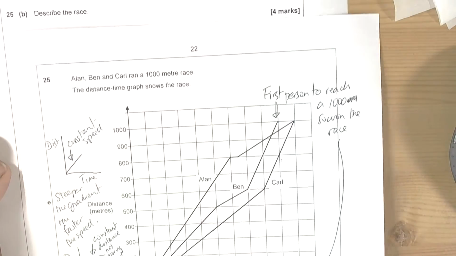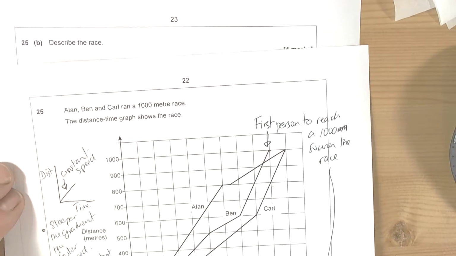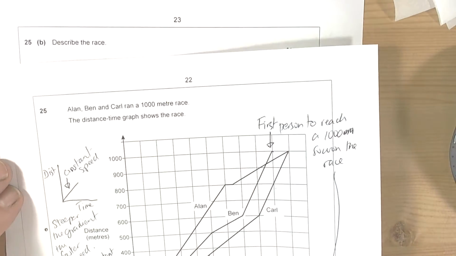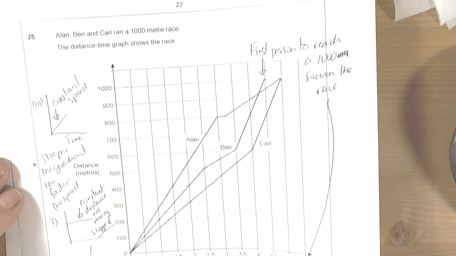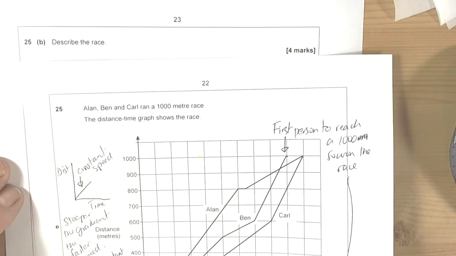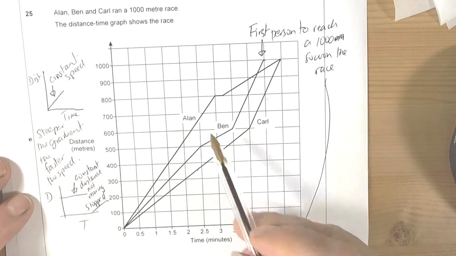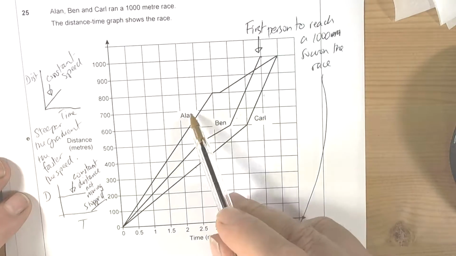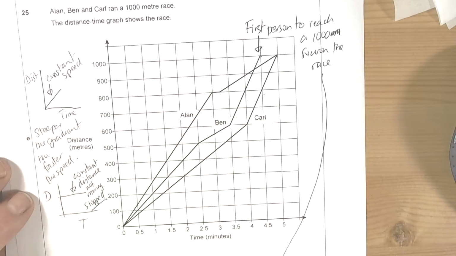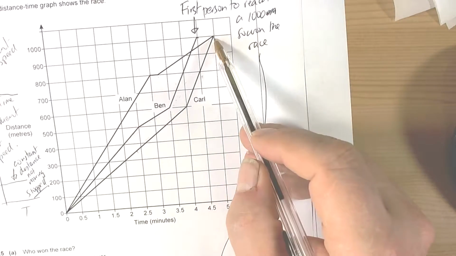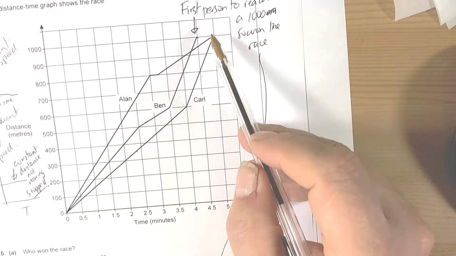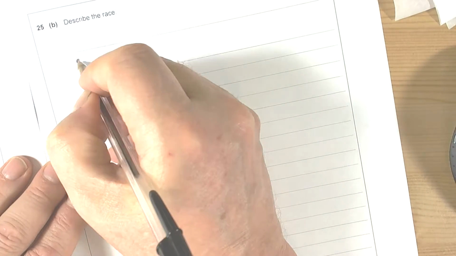The question says, for part B, describe the race. So in other words, we've got to use the graph to describe what's going on. It's worth 4 marks, so if you want 4 marks, we're going to have to use all 3 names, and talk about all 3 people. So, okay, let's get going. It says describe the race. So the first thing I'm going to do is talk about who won the race, and the fact that Ben and Carl finished at the same time. It says 4 marks, so I want 4 points to be made.